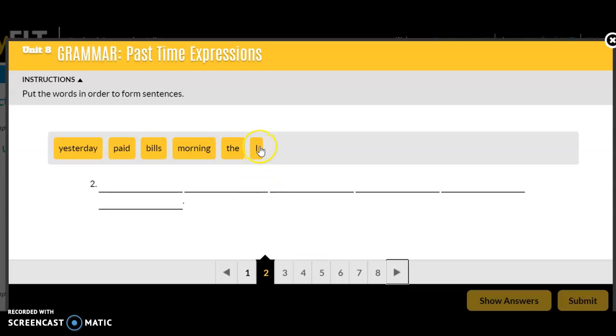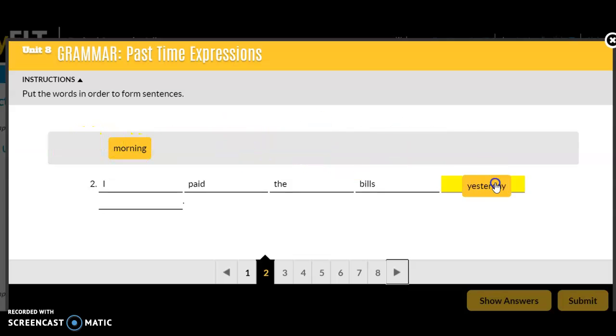Okay, the answer for this one, start with subject, I, verb, past tense, paid. What did I pay? I paid the bills. And when did I pay it? I paid it yesterday. Oops. Yesterday morning. Yeah. Next one.